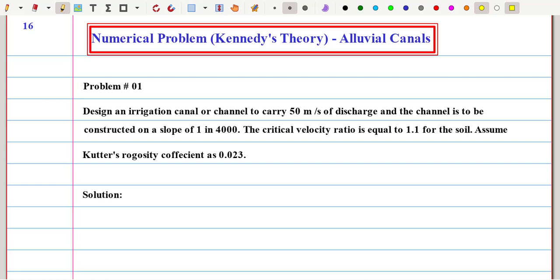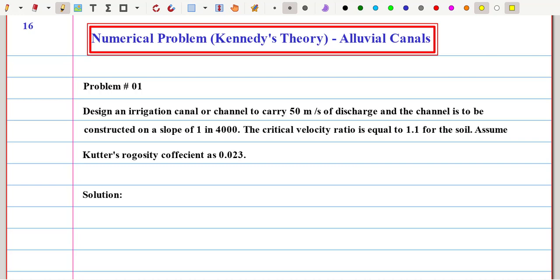So when you put all these values into the equation and solve it for C, you will get the value of C as 49.373. Now put this in equation number 3. Put the value of C in equation 3.